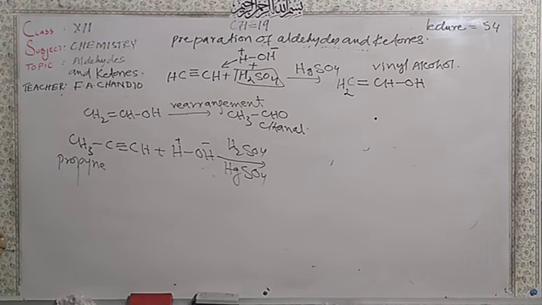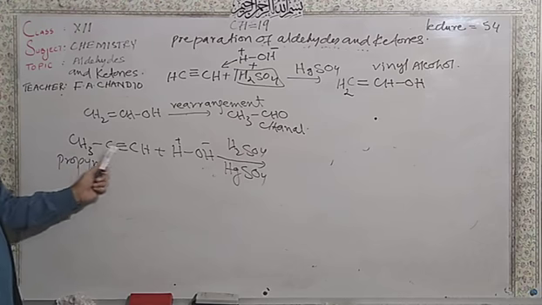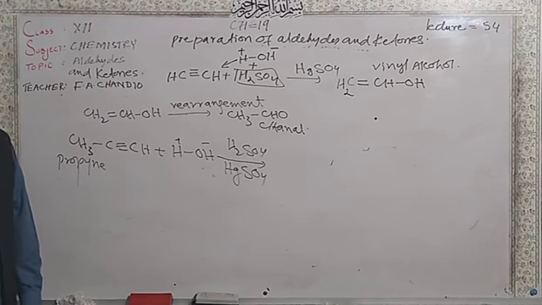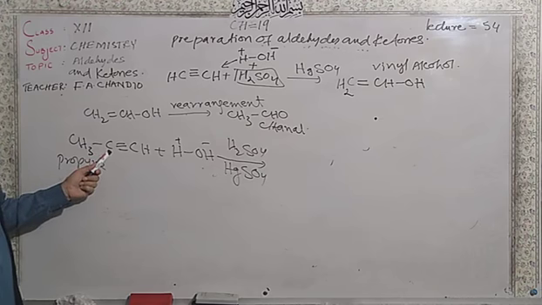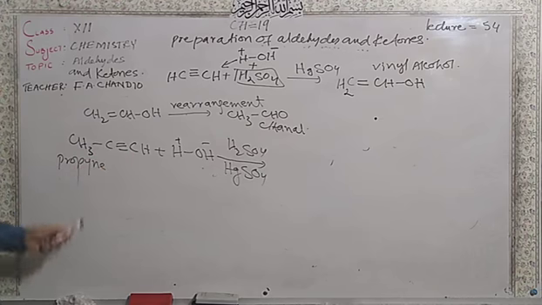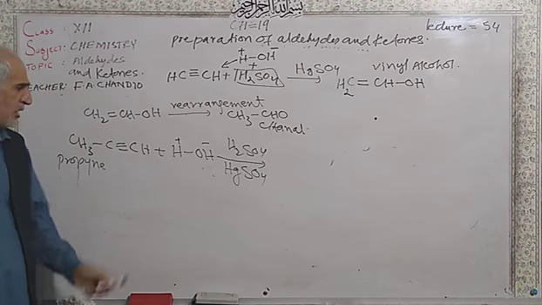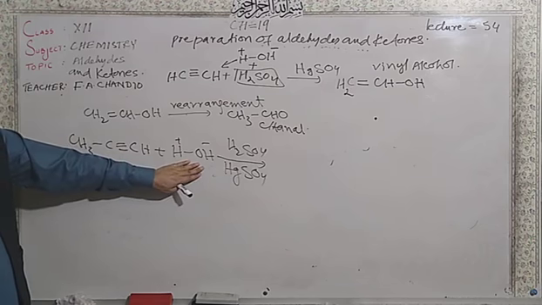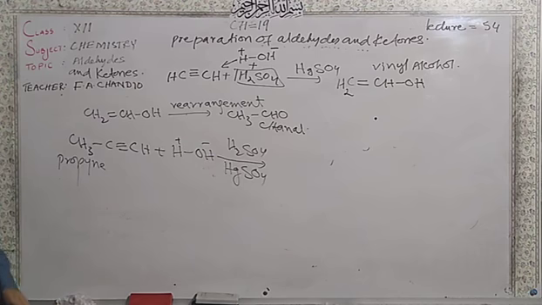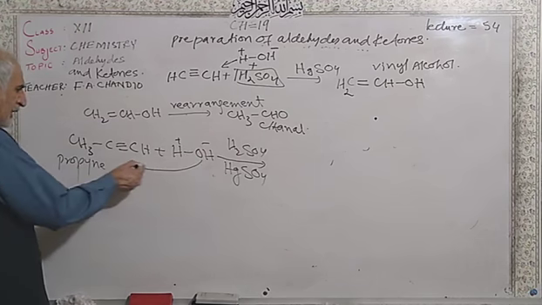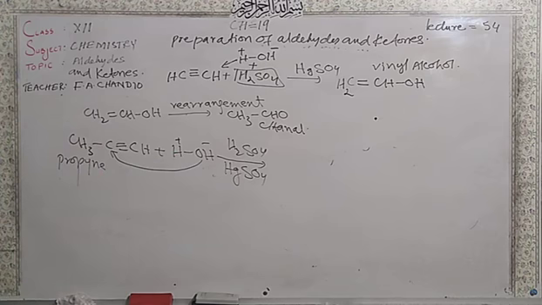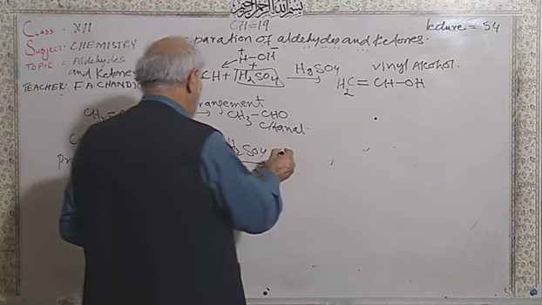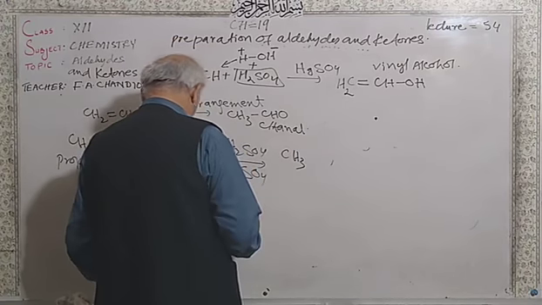Same conditions. So dear students, you learned Markovnikov's rule in alkenes and alkynes. Markovnikov's rule says that if the unsaturated hydrocarbon is unsymmetrical, there is one carbon with no hydrogen and one carbon with hydrogen. So this is the unsymmetrical alkyne. The reagent has a positive part and a negative part. The negative part must attach to the carbon which has no hydrogen. This is according to Markovnikov's rule.